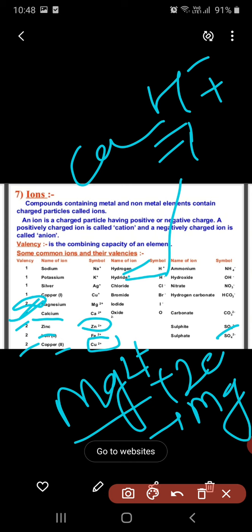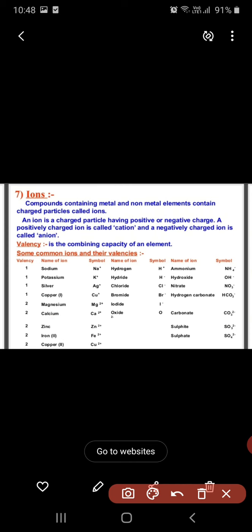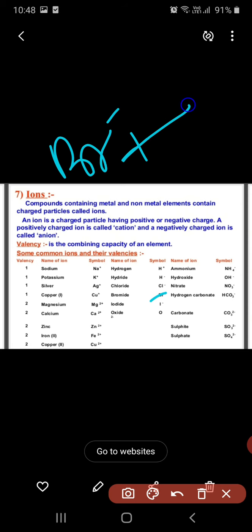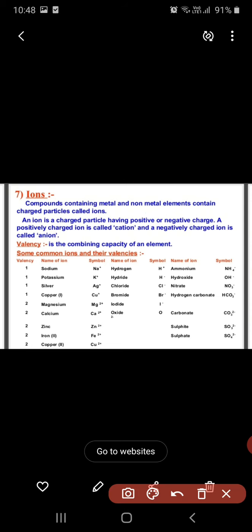It will donate 1 electron, and then it should be stable. Now bromine, it is also donating 1 electron. After donating 1 electron, it should be bromine only. Now here is ammonium, the symbol is NH4, nitrate NO3, carbonate CO3 2 minus.